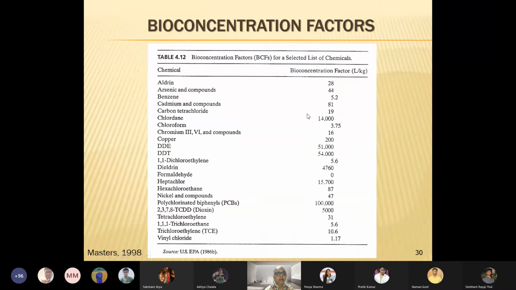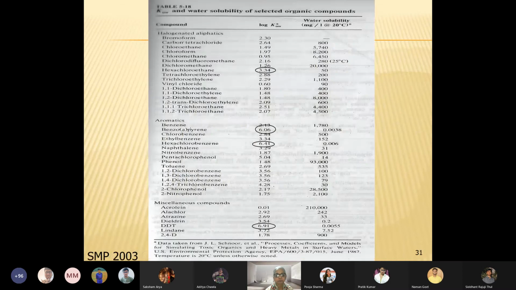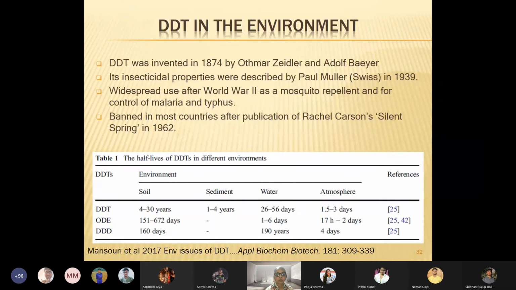Chlordane is another pesticide. You can see the bioconcentration factor. It's 14,000 in comparison to all the others. Let's take a look at DDT, which has 54,000, and polychlorinated biphenyls and so on. So you can see the bioconcentration factors are enormous. Already explained all of this.